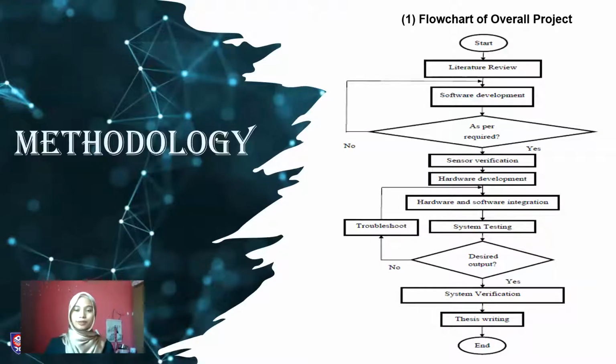So for the methodology part, this is the first part, which is the flow chart of the overall project. I start this project by doing research for a literature review. Then I do software development. Then when the result is as required, I proceed with sensor verification, then hardware development. Then I combine both hardware and software, then do system testing. When the result is the desired output, I will proceed with system verification and do the thesis writing.